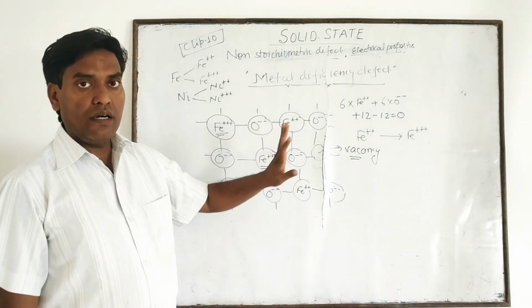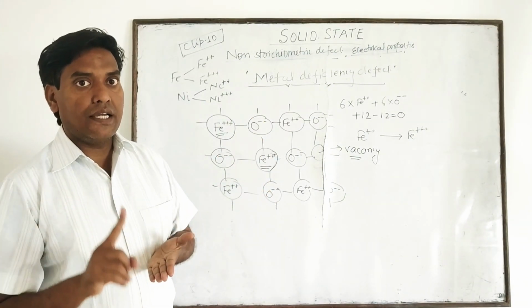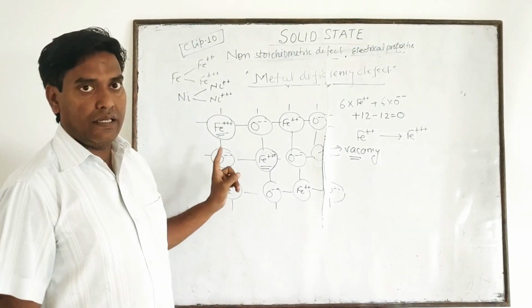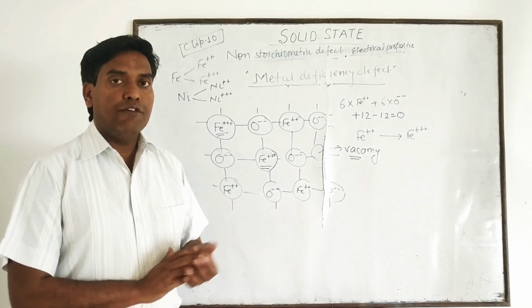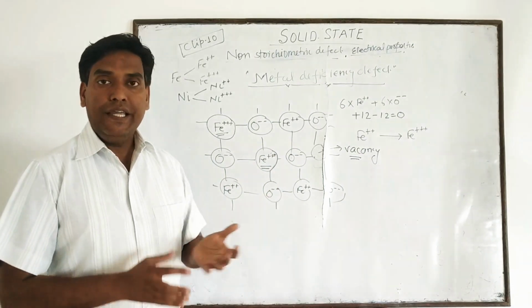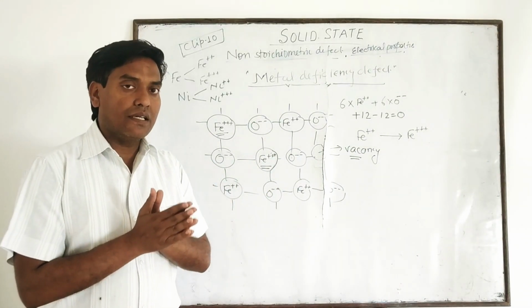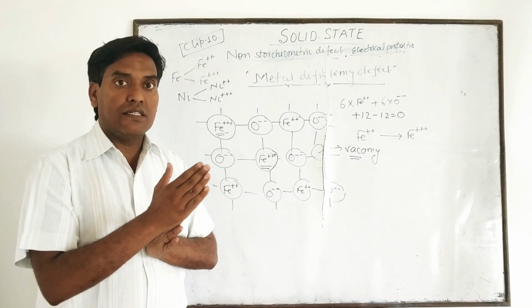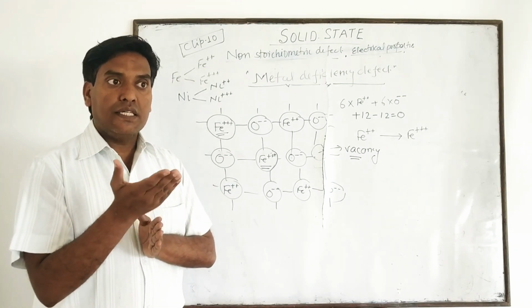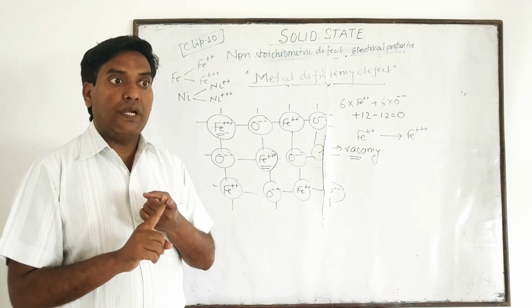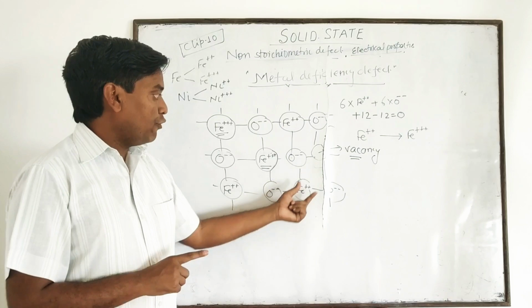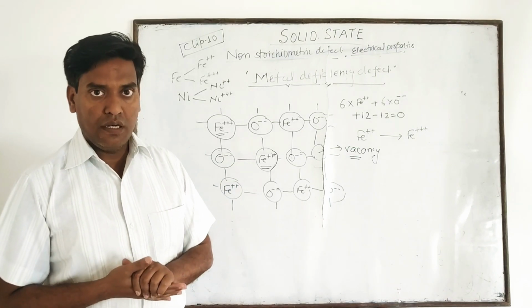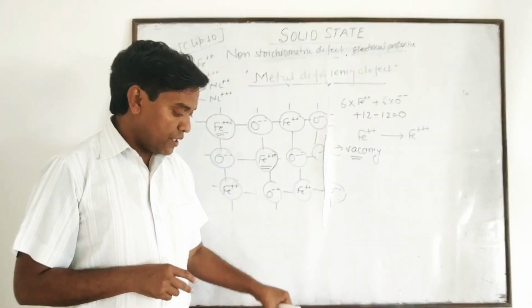Students, now clear? What is a metal deficiency defect? This type of defect arises only in those ionic crystals in which the metal exhibits variable oxidation state, like Fe and Ni. What happened in this defect? During the preparation of such an ionic compound or crystal, it is possible that certain Fe2+ ions get oxidized into a higher oxidation state. And when they get oxidized into a higher oxidation state, then the positive charge increases. And when the positive charge increases, so for maintaining the electrical neutrality, certain Fe2+ ions leave their lattice site and go away from the crystal, causing the metal deficiency defect. Clear?